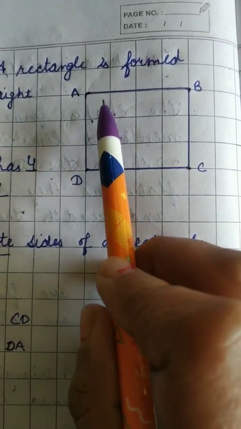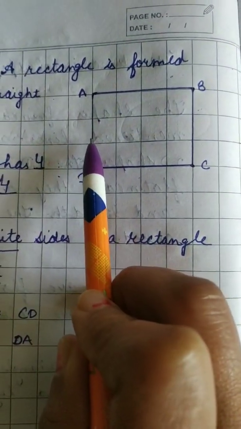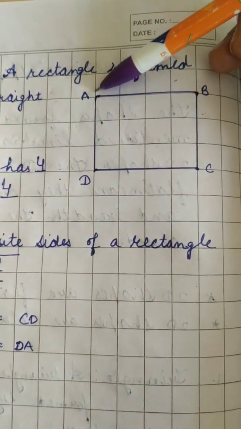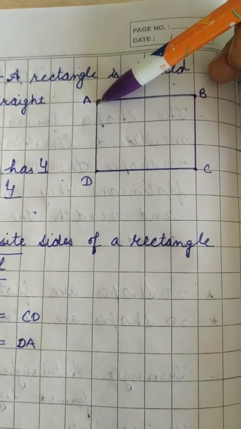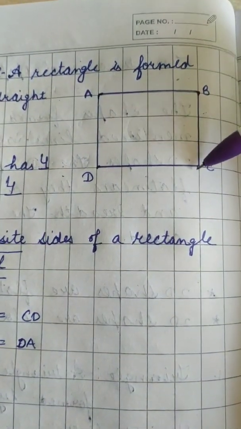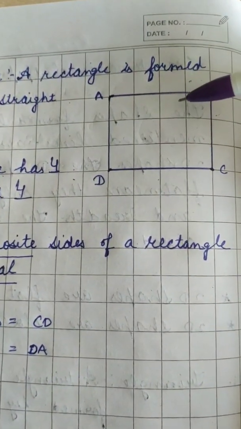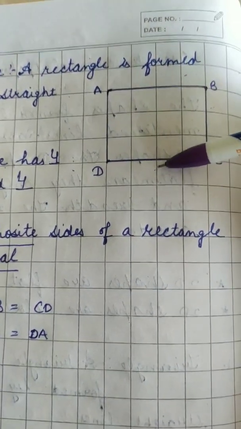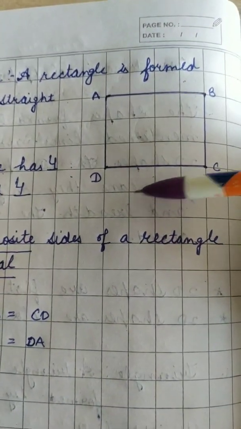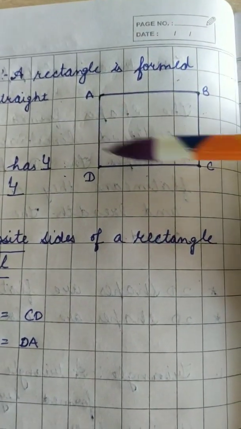Now let's count the number of sides here. 1, 2, 3 and 4. So a rectangle has 4 sides and let us count the corners now. Corner means the point where the 2 sides are meeting. A, 1 corner, B, 2, then 3, then 4. 4 corners a rectangle has. And the opposite side means this one and this one. Like AB is opposite to CD, so AB will be equal to CD. And BC is opposite to DA, so BC is equal to DA.